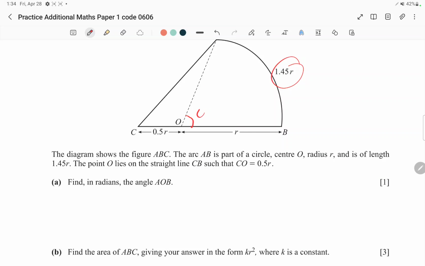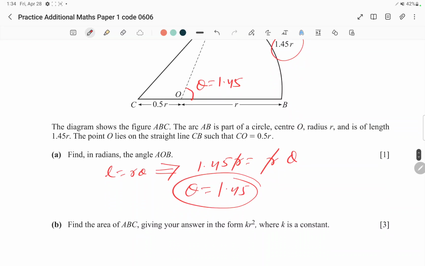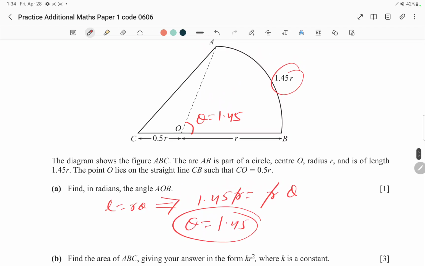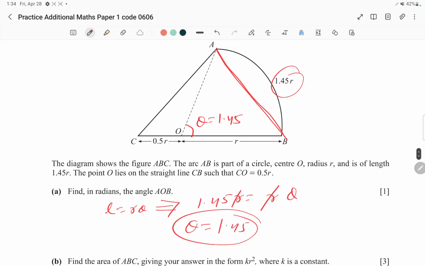So this angle, if I consider theta, we know that arc length L is R times theta. L is given to us as 1.45R, and R theta, R and R cancel. Theta is 1.45 radians. So I got 1.45 radians. Now find the area of ABC. Where is ABC? I mean this triangle. Find the area of the triangle ABC. Give your answer in terms of kR squared.